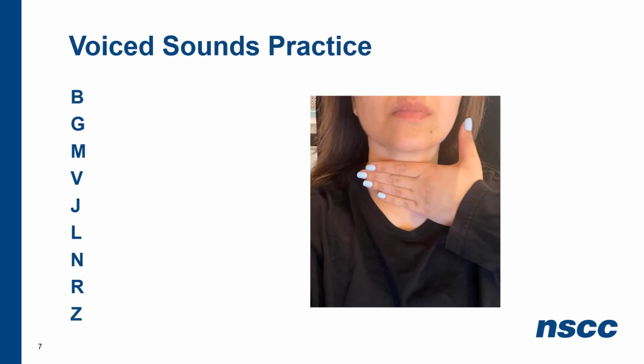Let's practice some voiced sounds together. Place your hand on your throat to feel the vibration and speak loudly. Don't say the name of the letter, but instead say the sound that each letter makes. Listen to me say them. The letter B makes a B sound. The letter G makes a G sound. The letter M makes an M sound. The letter V makes a V sound. The letter J makes a J sound. The letter L makes an L sound. The letter N makes an N sound. The letter R makes an R sound. The letter Z makes a Z sound.